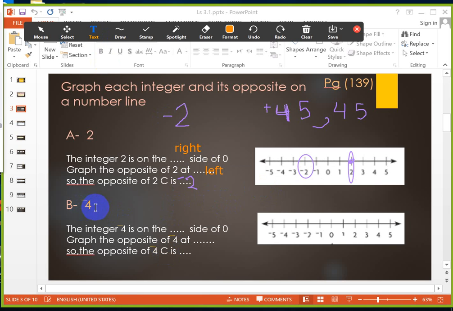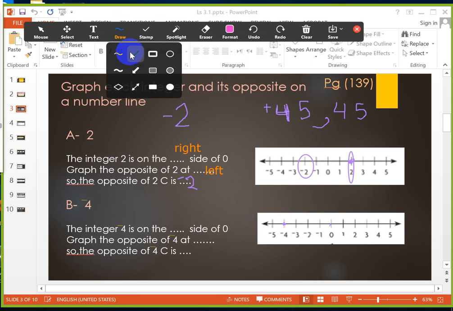What about negative 4? Negative 4 is a negative integer. So will it be on the right side of the 0 or on the left? Thank you, Farah. Your answer is correct. The negative 4 is a negative integer, that means it will be on the left, because the negative integers will be on the left side. So on the left side from the 0, I have to count 4: 1, 2, 3, 4. This is the negative 4.